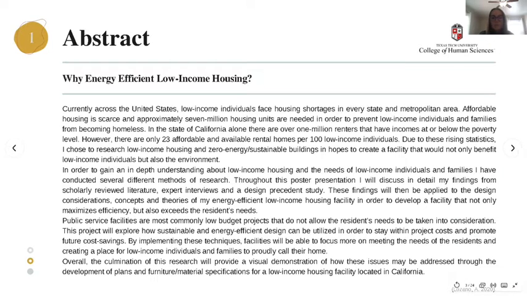The purpose of my abstract is to highlight why I chose to research energy efficiency in a low-income housing facility. Currently across the United States, low-income individuals face housing shortages in every state and metropolitan area. Affordable housing is scarce, and approximately 7 million housing units are needed in order to prevent low-income individuals and families from becoming homeless. In the state of California, there are over 1 million renters that have incomes at or below the poverty level. However, there are only 23 affordable and available rental homes per 100 low-income individuals.